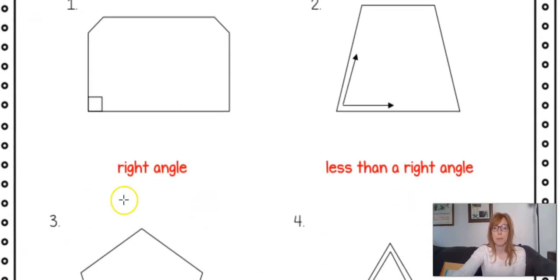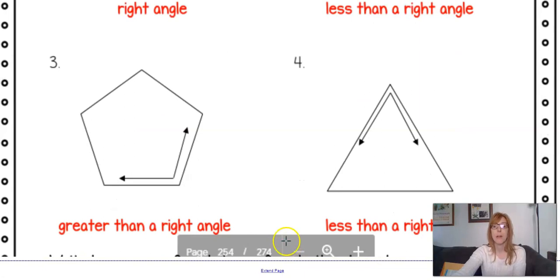Hopefully you came up with all of these. So 1 was a right angle, 2 was less than, which is an acute angle. You want to get used to using those angle names. Then you have greater than a right angle, which would be obtuse, and then less than a right angle, which would be acute.